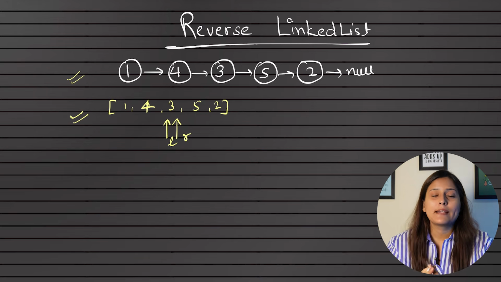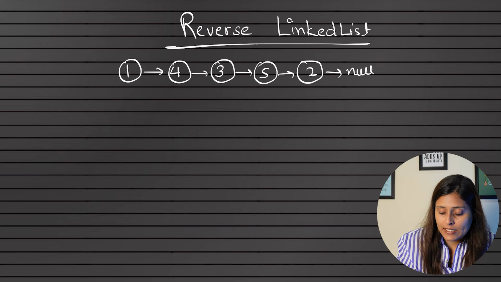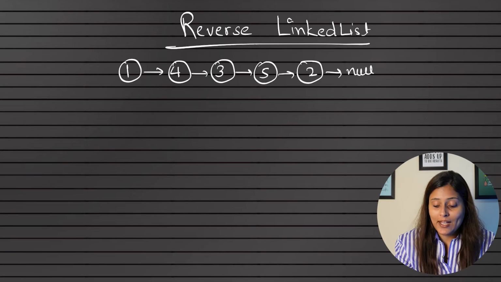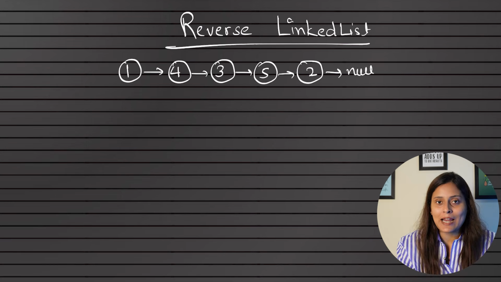Done. But can we optimize it further? Meaning, can we write it in just a single iteration instead of 2n? Yes. So you saw, in linked list, O of 2n meaning 2 iteration solution was brute force, and optimized will be a single iteration, correct?